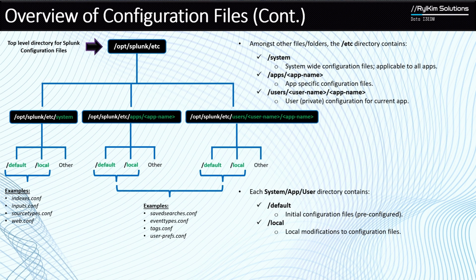So the user is maybe in the search app, but creates a saved search and says that saved search is only going to be available to me. I don't want to share it at the app level. So these two contexts, which are the app and the user context, these are example configuration files that you can see there. You have saved searches where you can have your reports. You have eventtypes.conf, tags.conf and user-prefs.conf. So that's basically just a high level of how these configuration files are organized within the etc folder of your installation directory.